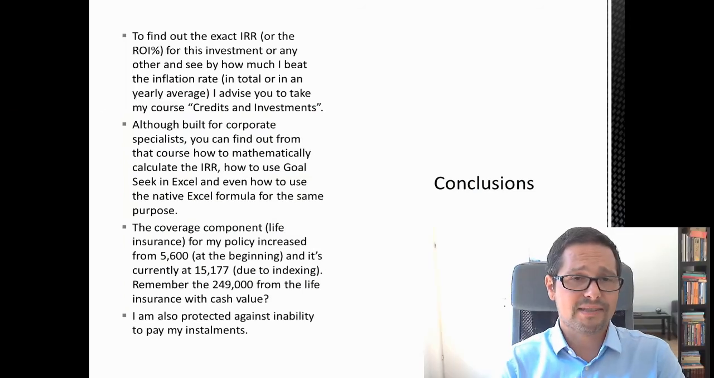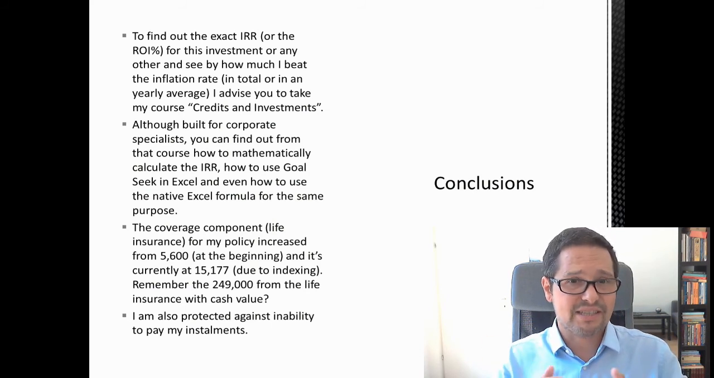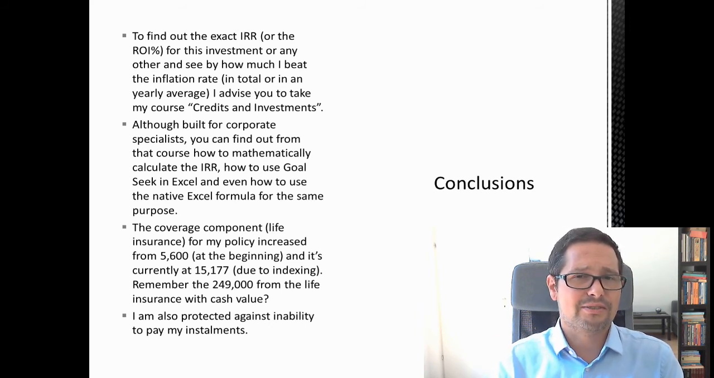The idea is that you can find out the exact internal return rate or the return on investment as a percentage. And you can see with how much I beat this inflation rate, this 56%, or 59% was it exactly? This 59% in 14 years, of course, there is an average yearly inflation rate. It's fluctuating, but an average exists also. And you can see how much was my total return for these 14 years and how much I got in an average year to beat that average inflation rate.